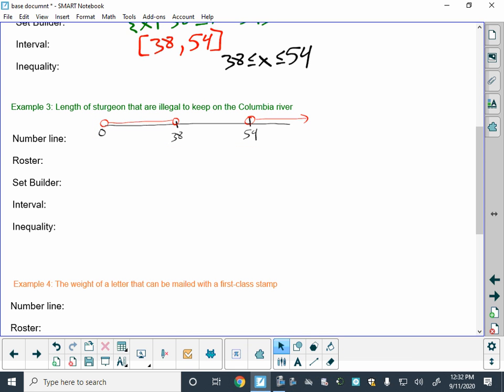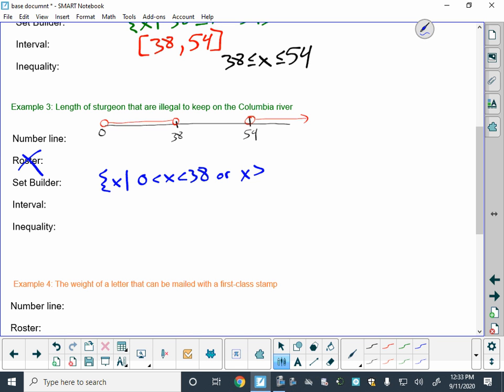All right, roster notation, again, this is real numbers, so the roster notation will not work for this one. Our set builder notation now is going to look like the set of all x's such that my x's could be between 0 and 38. Notice no equal to signs on here because those are not solid dots. The equal to parts fill in the dots. Or means it could come from this piece on the left, or it could come from the piece on the right. And this one we describe as being x greater than 54 inches.